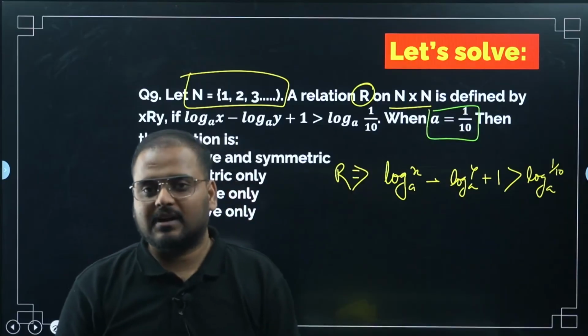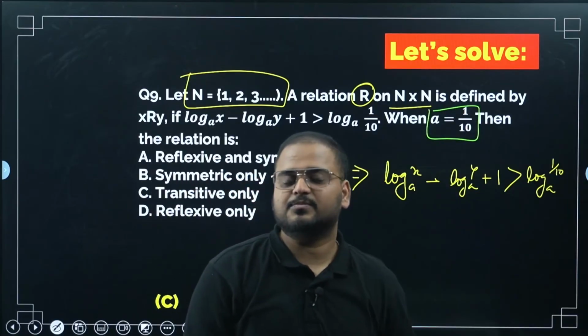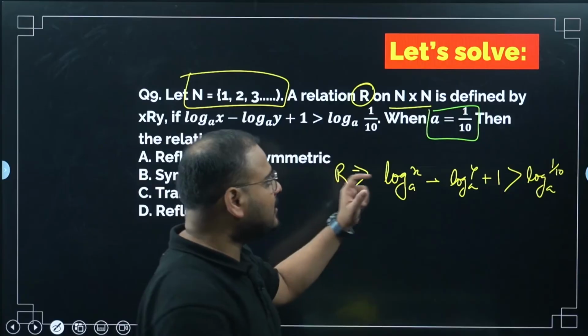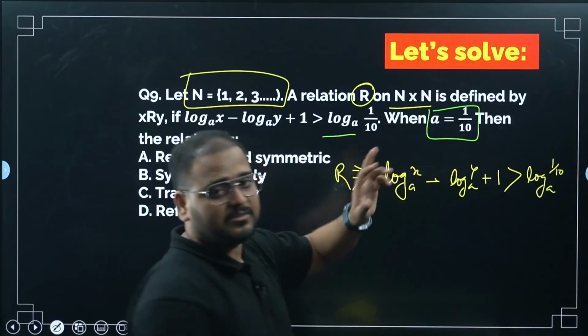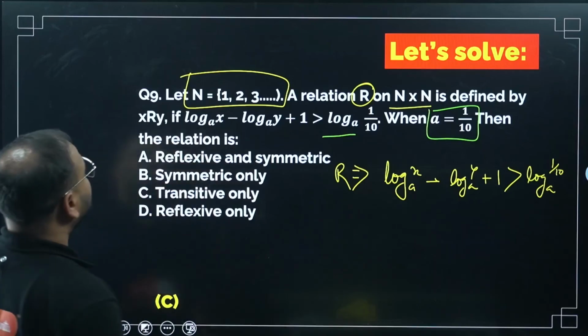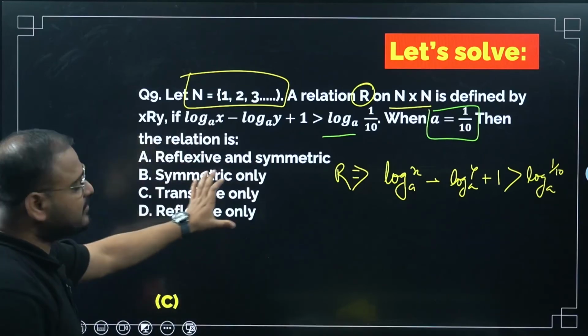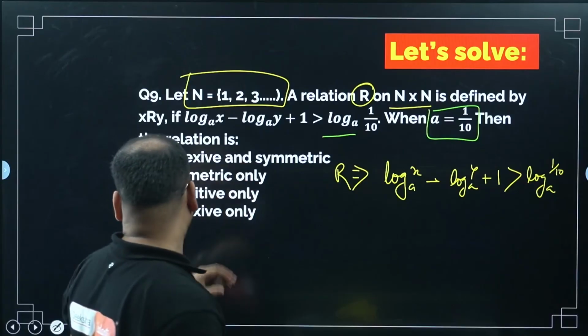All of you have learnt functions in PU1, so you will have the use of that function. Which function here? Logarithmic function. Let's see how it will look. We have to identify which one is true: reflexive, symmetric or transitive. Chaliye, quickly kar lete hain.